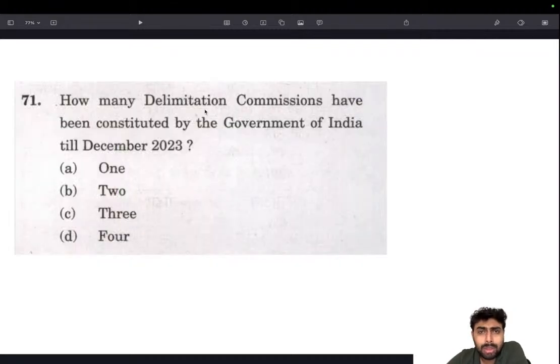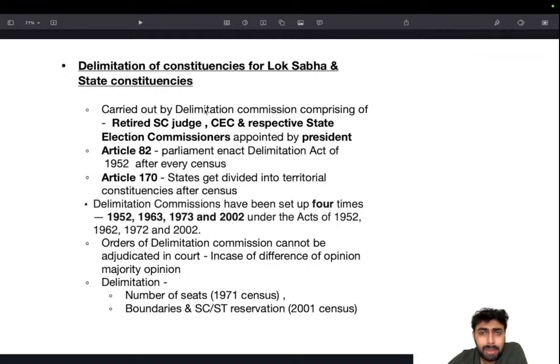The Delimitation Commission is a constitutional body under Article 82, but there is a Delimitation Act regarding that. So don't confuse it. Constitutional bodies can have, or most likely will have, some legislation backing them. That doesn't mean that they are not constitutional bodies. Okay, don't confuse it like that. So it's under Article 82 that Parliament enacts a Delimitation Act after every census, and under Article 170, states get divided into territorial constituencies. Division of states happens according to Article 170. Enactment of the delimitation procedure happens under Article 82.